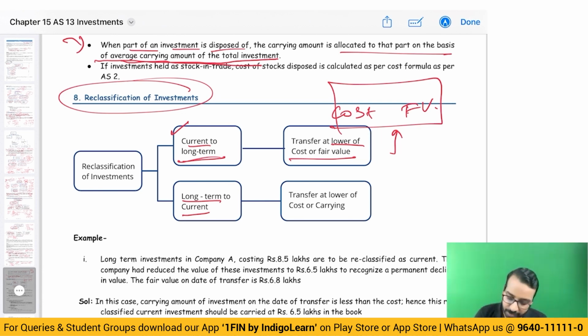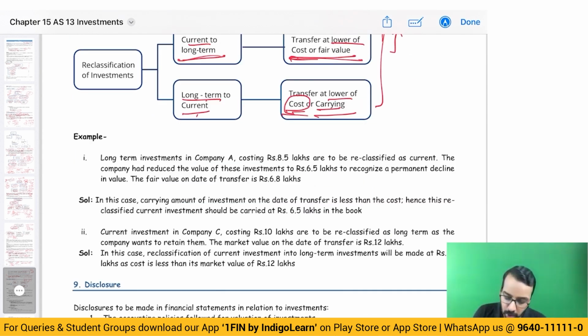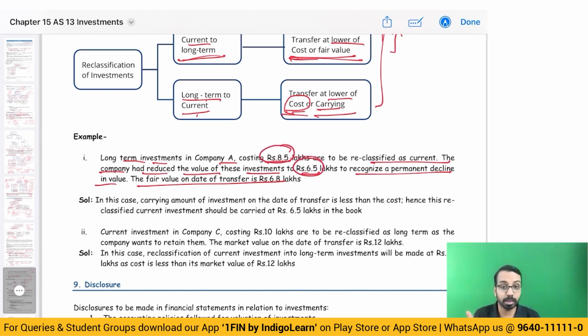Okay. If it is long-term to current, meaning earlier it was long-term, now it is current, you will take the lower of cost or carrying amount. Carrying amount generally applies if there is a permanent diminution, or otherwise it is cost. So lower of cost or fair value, lower of cost or carrying amount. In these two, that is how you will do the reclassification. The difference will be taken to P&L. For example, long-term investment in A costing 8.5 lakhs is now classified as current. The company had reduced the value of this investment to 6.5 to recognize a permanent decline. Fair value is 6.8. But you will take cost and carrying amount, not the fair value. Cost and carrying amount, whichever is lower. So 6.5, that is how you will take.